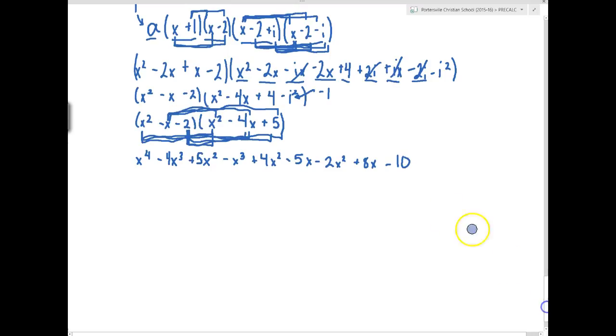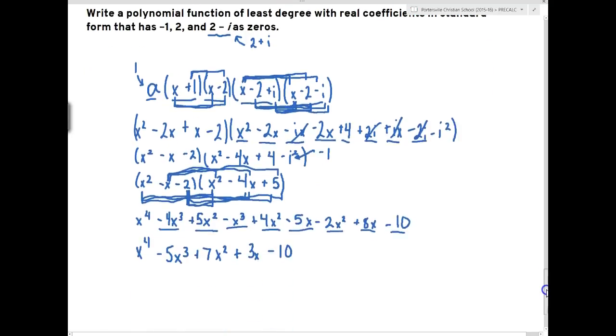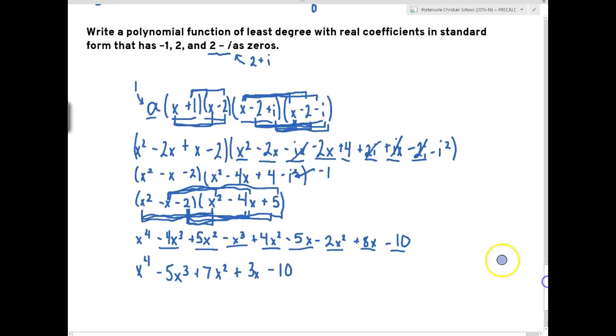And I can simplify those even more, and I get x to the 4th, in my like terms here, minus 5x cubed. I've got like terms here, here, and here. So 5 plus 4 minus 2 is 7. So plus 7x squared. And then I can combine my negative 5x and my 8x to get plus 3x. And finally, minus 10. So I've created a polynomial that is equal to, well, not equal to anything. It's my own polynomial that has the zeros of negative 1, 2, and 2 minus i in the end there. So all that work to make our own polynomial.